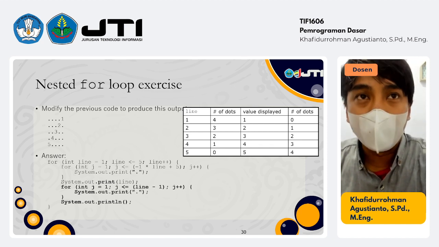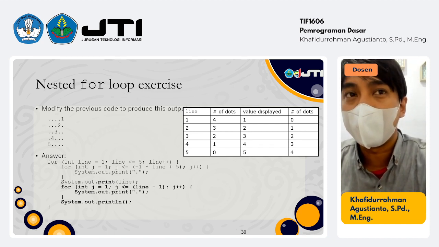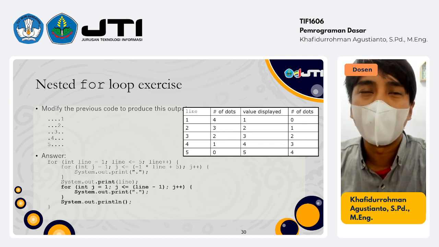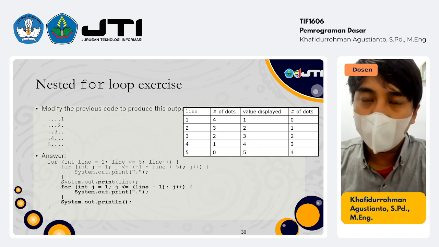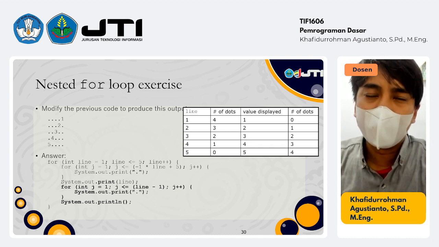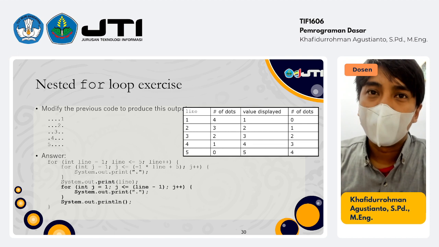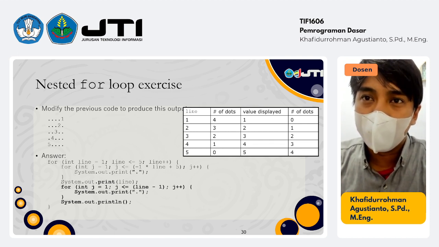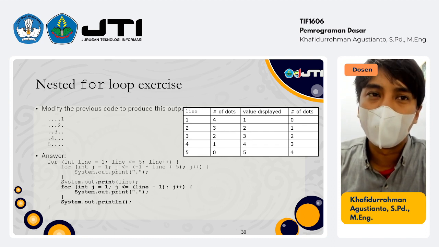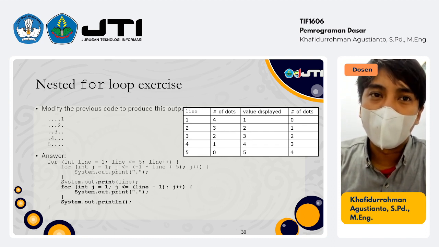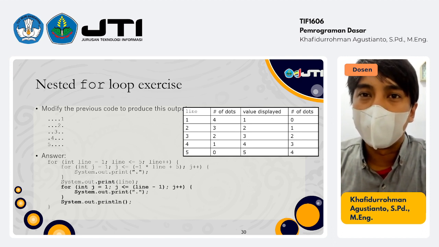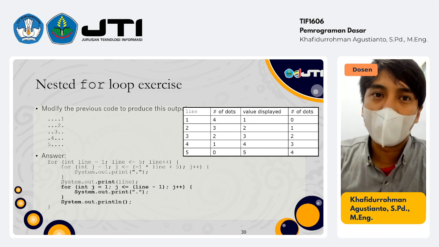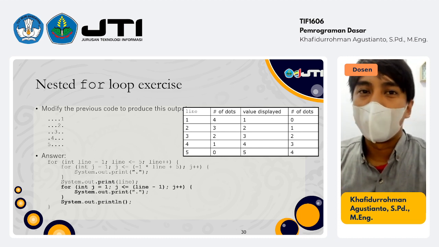You can modify the previous code to produce this output: for integer line equal to 1, line lowers or equal to 5, line plus plus; for integer j equal to 1, j lowers or equal to minus 1 times line plus 5, j plus plus; System out print dot; System out print line; for integer j equal 1, j lowers or equal line minus 1, j plus plus, System out print dot; System out println.